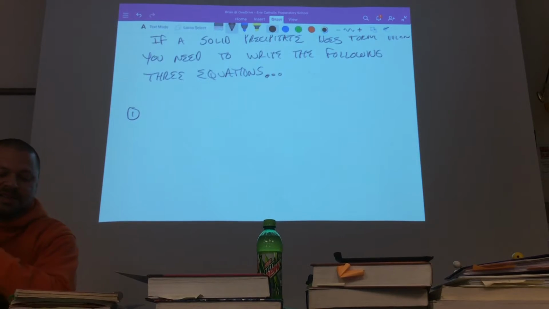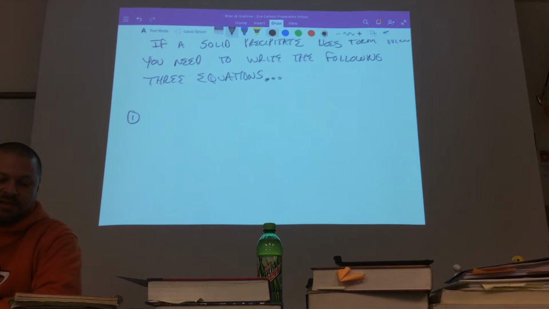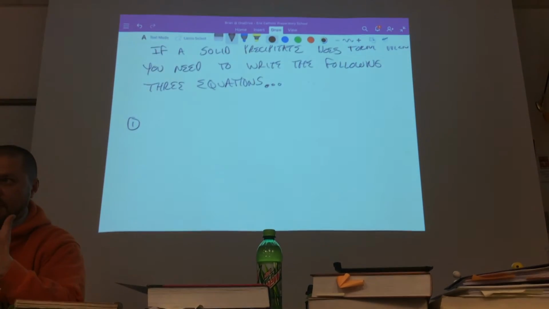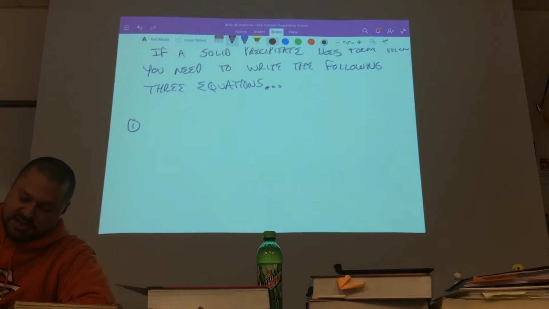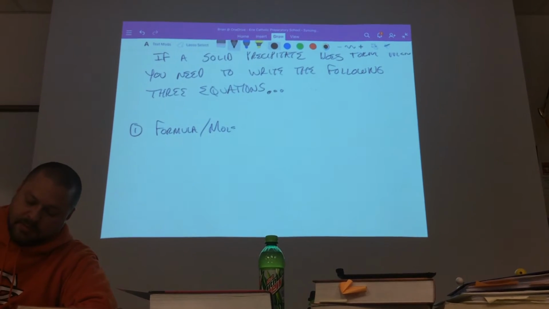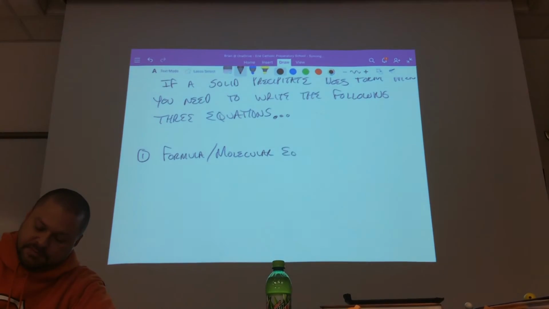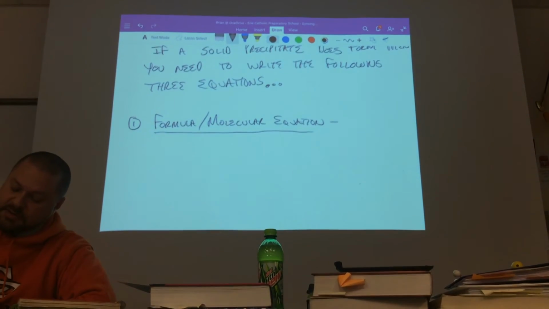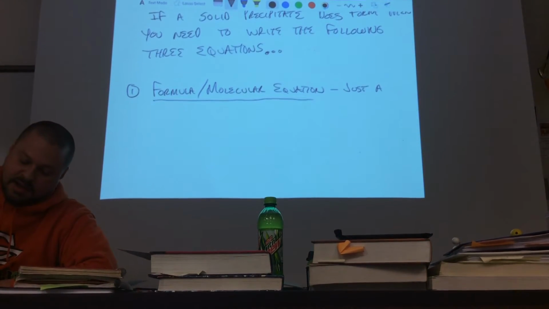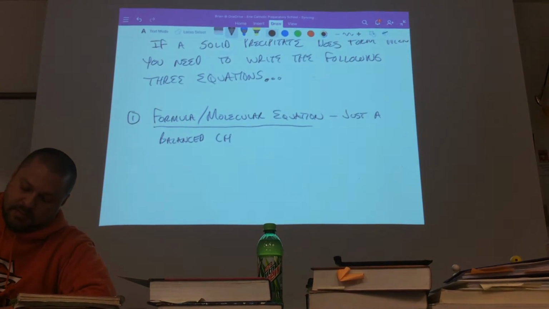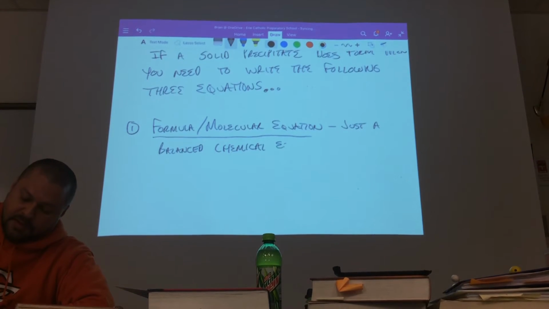Okay. All right, let's say, and this is actually going to describe the reaction of taking those 2 clear solutions and getting the yellow stuff like you did earlier this year. Okay, so this is the reaction we're talking about. So our first reaction is called a formula or molecular equation. And essentially, that's just a balanced chemical equation.